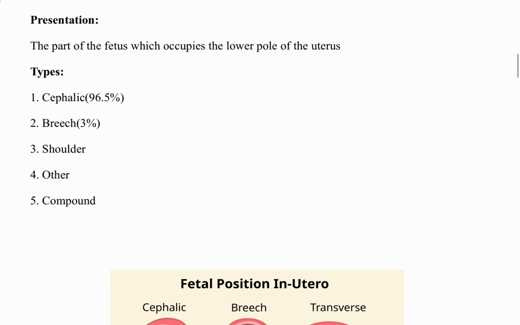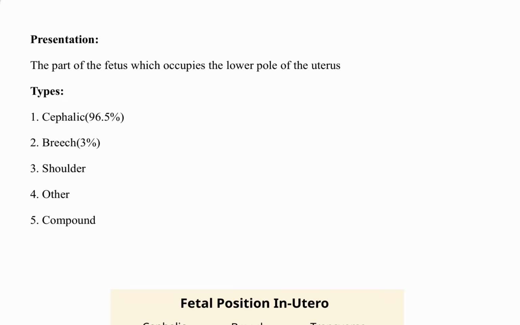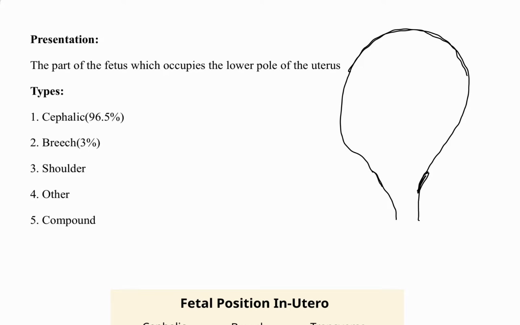Now let's talk about presentation. First of all, let's say this is the uterus. We know that the lower pole of the uterus is narrower than the upper pole, right? The upper pole is wider than the lower pole of the uterus. And we know that the head of the fetus is the heaviest part of its body.